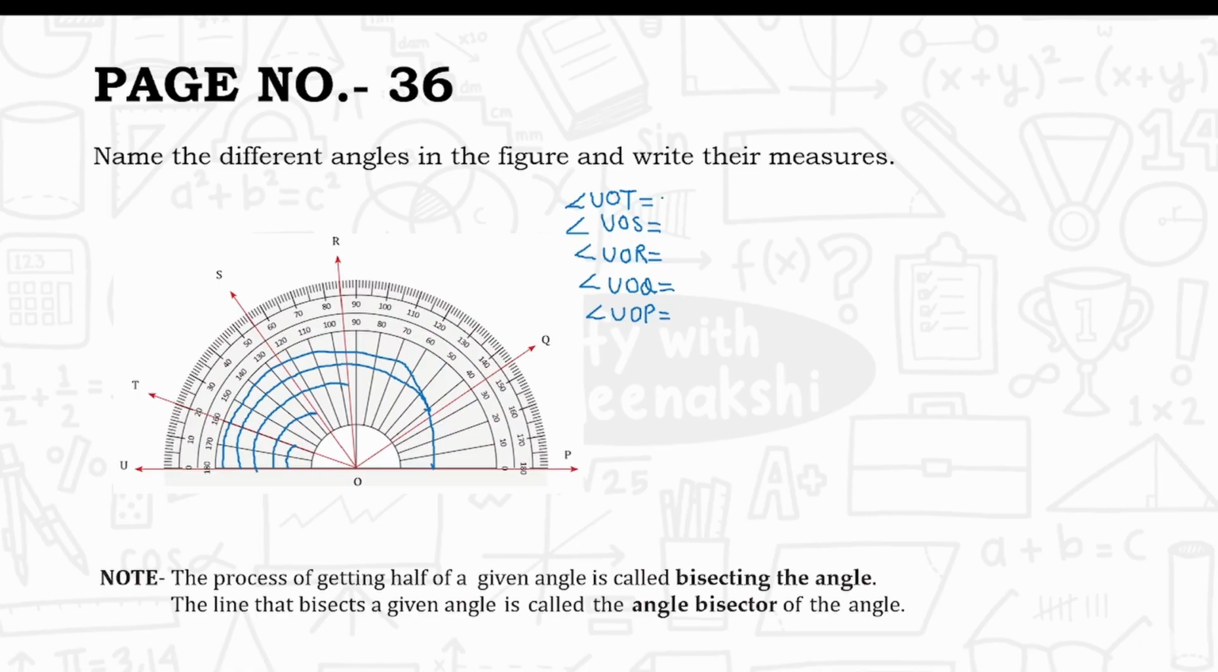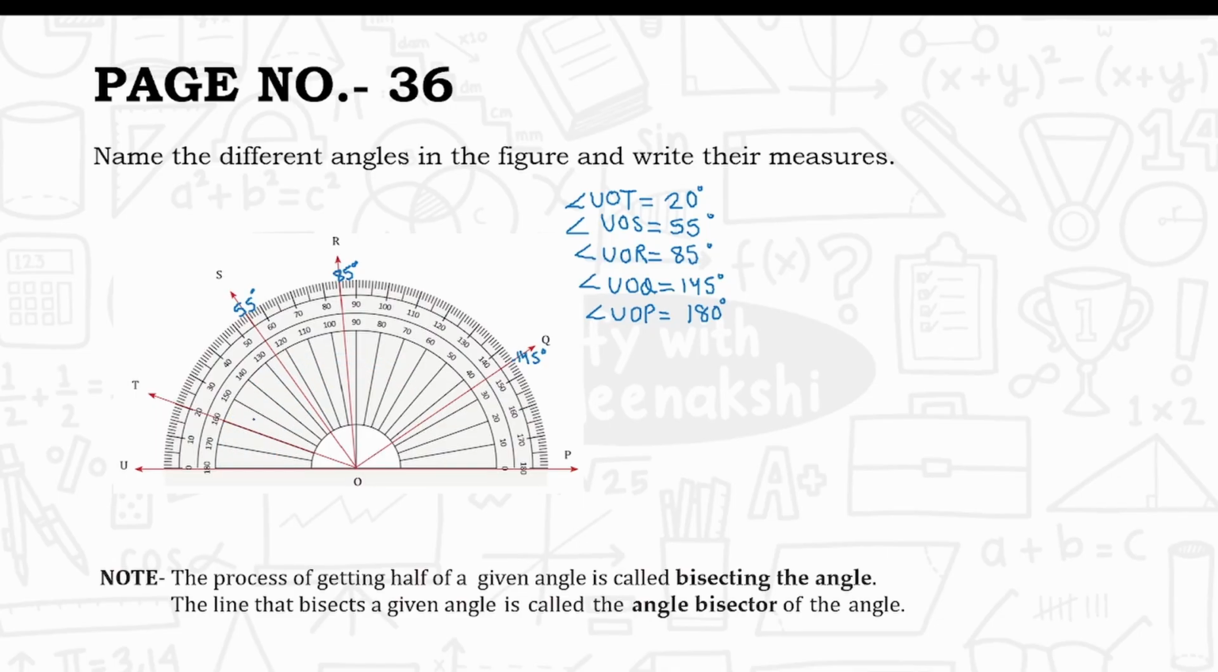UOT, that's from 0 to 20 degree. Then 0 to, this one is 55, between 50 and 60, it's 55. Then UOR, that's 85, between 80 and 90. Then UOQ, and this is again 145, between 140 and 150. And then the full one, that's from 0 to 180, that we can say 180 degree. Now I will rub these angles.